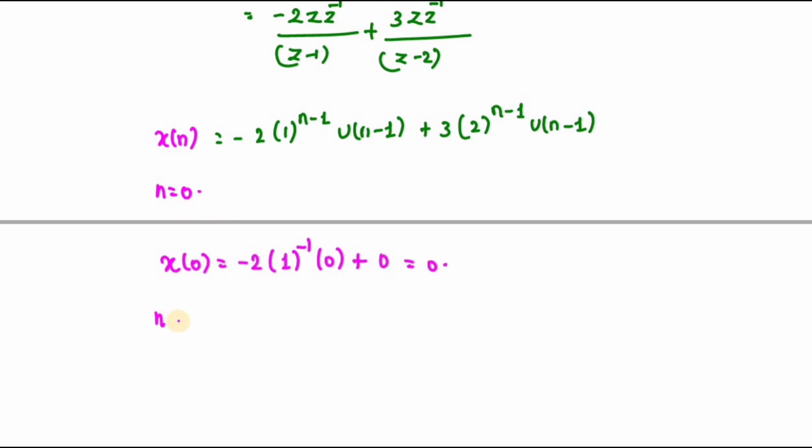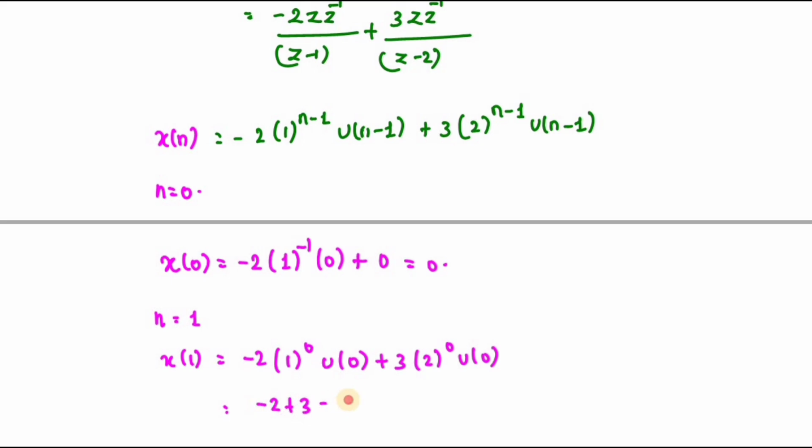Suppose I find n is equal to 1, x of 1 is equal to minus 2 into 1 power 0 u of 0 plus 3 into 2 power 0 u of 0. Anything power 0 is 1. So it is minus 2 plus 3, that is equal to 1.